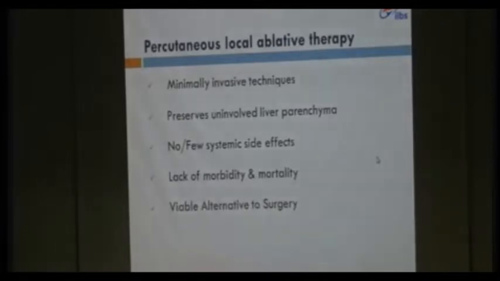Why do we use ablative therapy? Because it is a very minimally invasive technique. It does not harm the involved liver parenchyma, there is no systemic side effect related to ablation, no obvious morbidity and mortality related to ablation, and it is always an alternative to surgery.